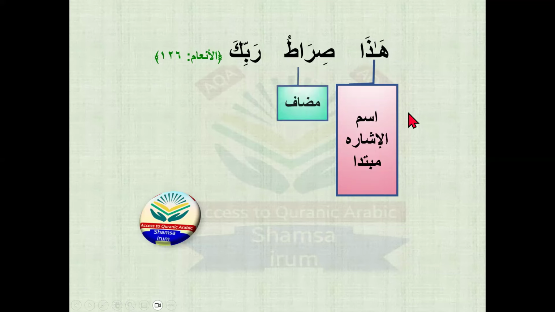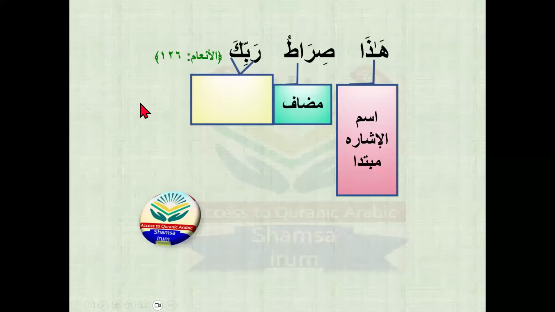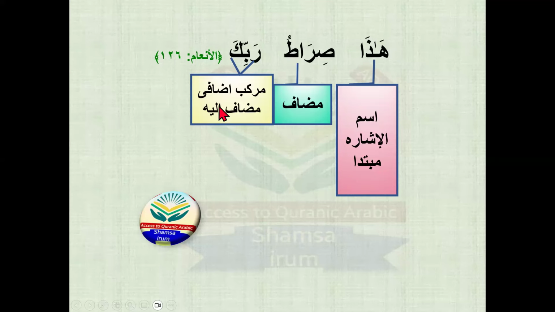Siratu, look, no tanween. So it means siratu here is mudaf. Rabbika is another murakkab izafi. Rabbi is mudaf. Ka dhamir is mudafun ilay, making a murakkab izafi. This whole murakkab izafi is majroor because it is mudafun ilay for the siratu mudaf. Mudaf with mudafun ilay make murakkab izafi.